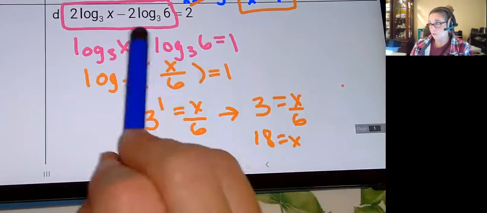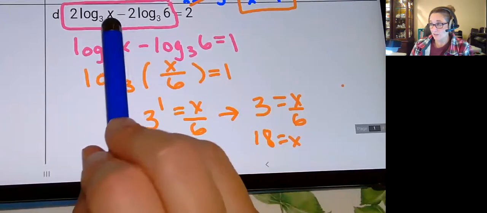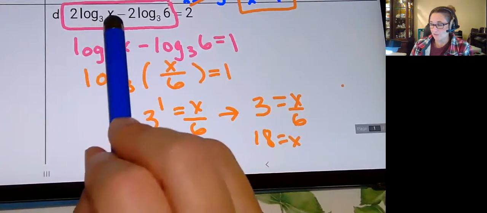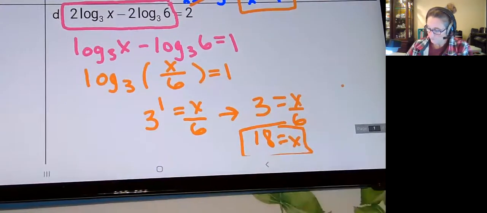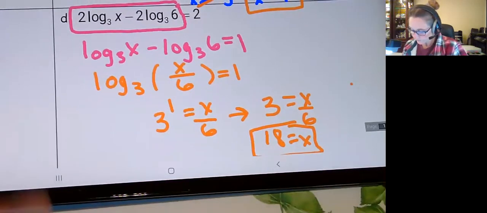And again, you want to check to make sure that the log is positive, taking the log of a positive, and it is. And that's your answer. Okay, next one.